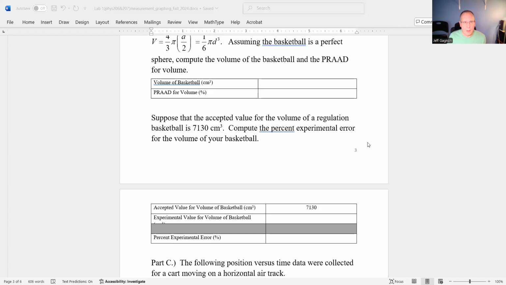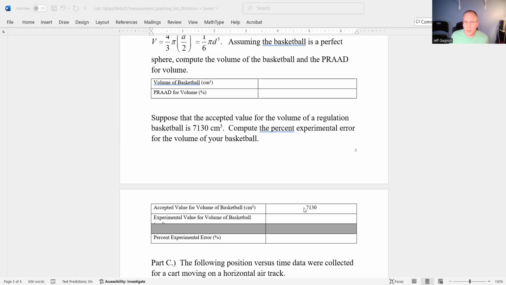Okay, and then after you're done calculating prad for volume, I tell you, suppose the accepted value for the volume of a regulation basketball is given as 7,130 centimeters cubed. So that's like the accepted gold standard value for the volume of a basketball. I want you to compare your experimental value, whatever you computed here for your volume, to the accepted value of 7130. How do you do that?